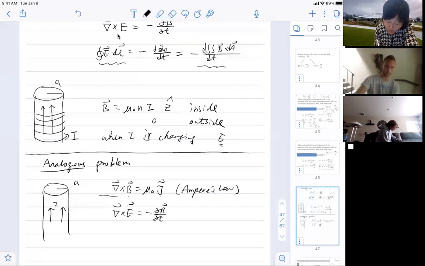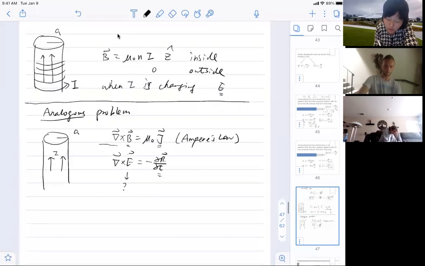Your B is uniform in this case. The right-hand side is uniform. You want to calculate what E is. So we find another problem where J is uniform and we want to calculate, okay, we solved B already. So the mathematical format for E would be similar to where B was. Okay, so this is our analogous problem.